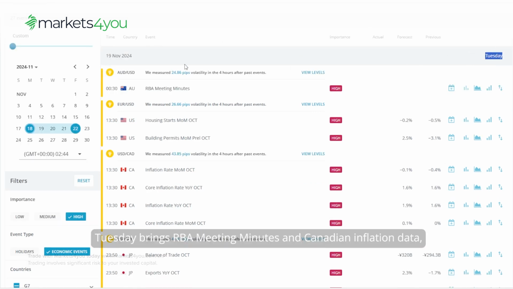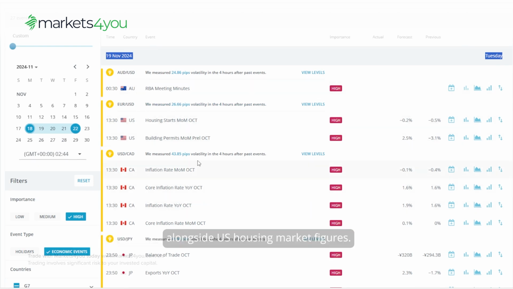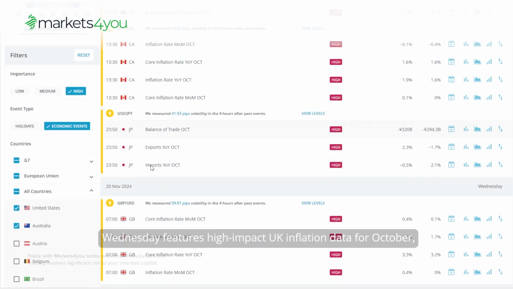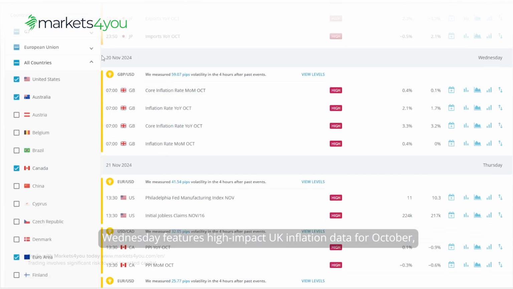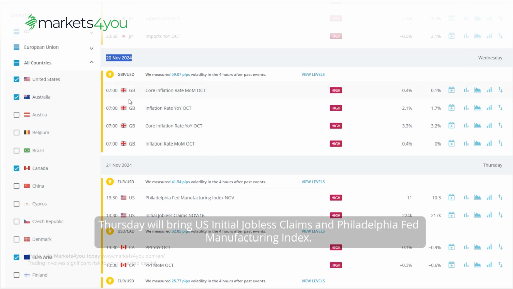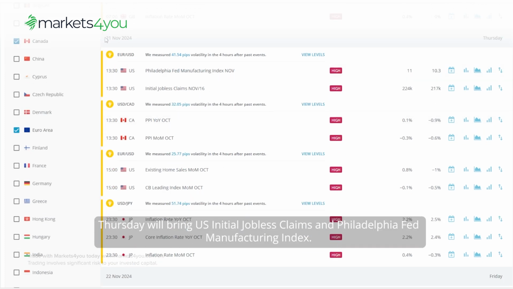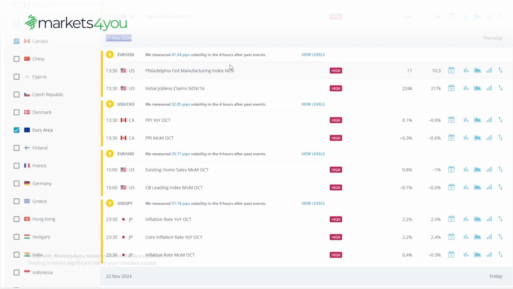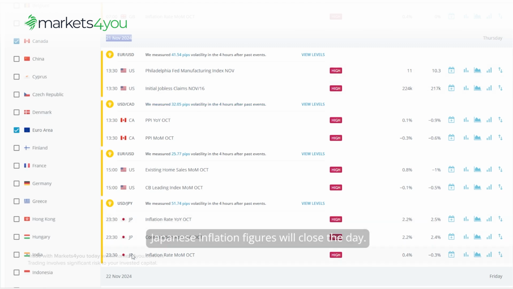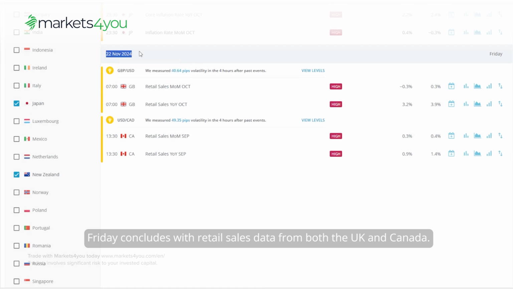Tuesday brings RBA meeting minutes and Canadian inflation data, alongside US housing market figures. Japanese trade balance data will end the day. Wednesday features high-impact UK inflation data for October, including both core and headline figures. Thursday will bring US initial jobless claims and Philadelphia Fed Manufacturing Index. Japanese inflation figures will close the day. Friday concludes with retail sales data from both the UK and Canada.